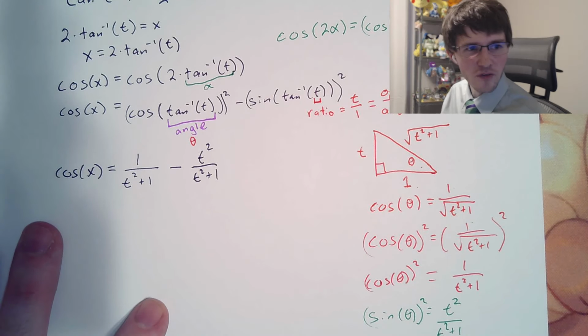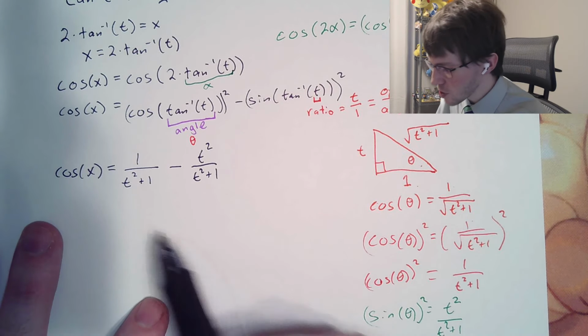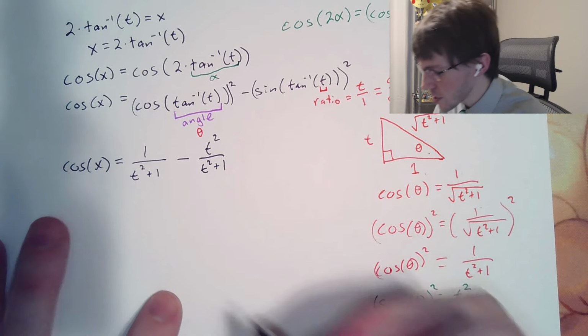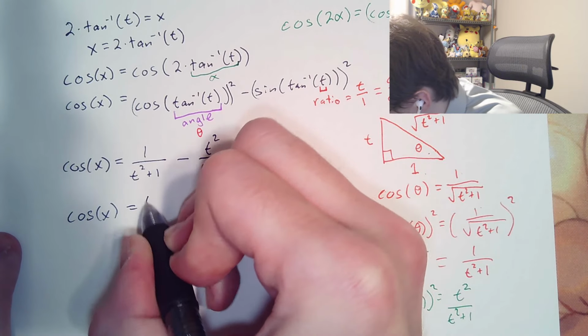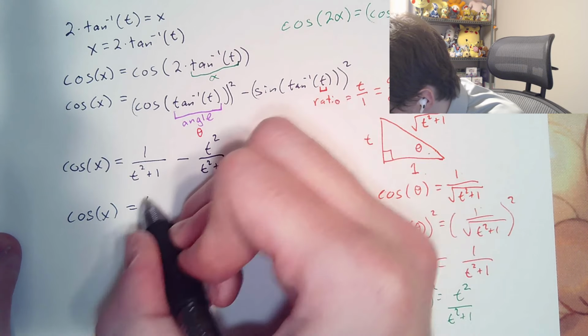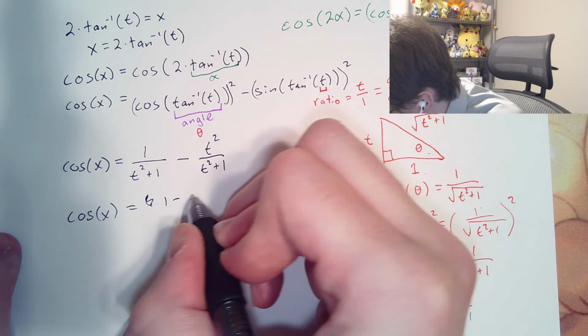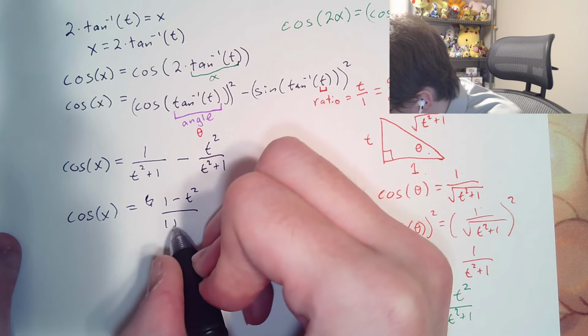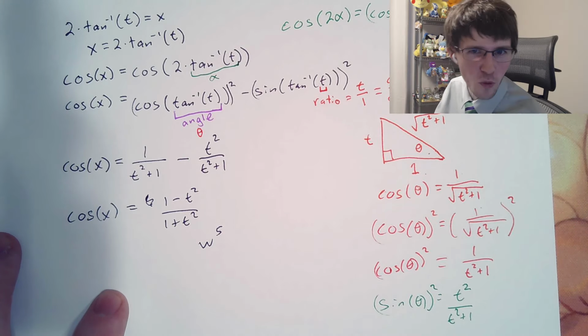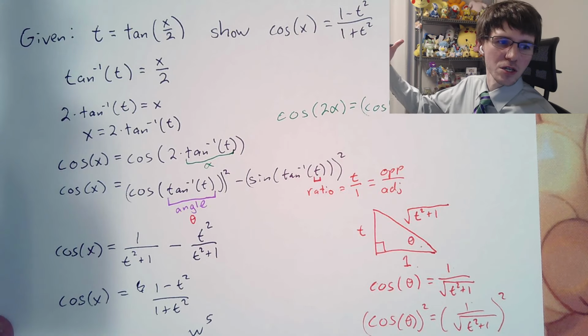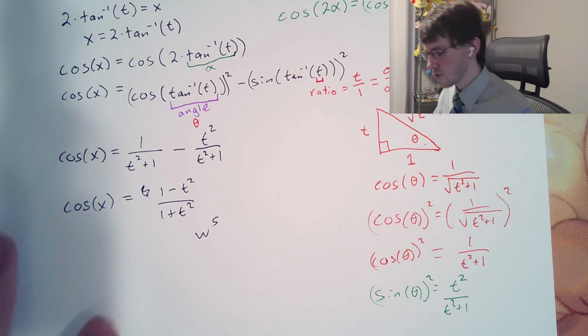And sure enough, we have common denominators. We can rewrite that bottom denominator as 1 plus t squared, and we have cosine of x is equal to 1 minus t squared over 1 plus t squared, which was what we wanted. We're all done with this one. Beautiful little thing. Have a great rest of your day, guys.